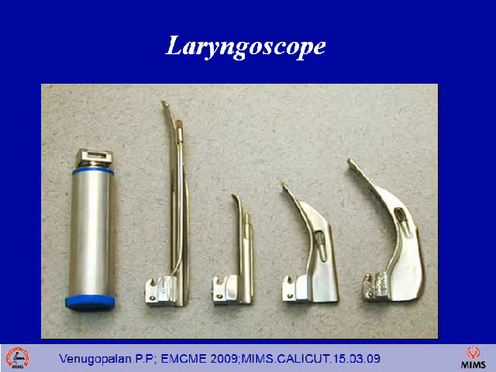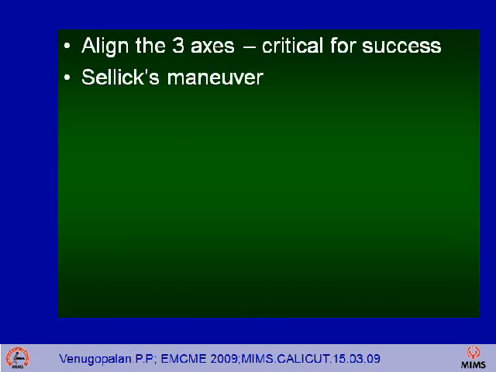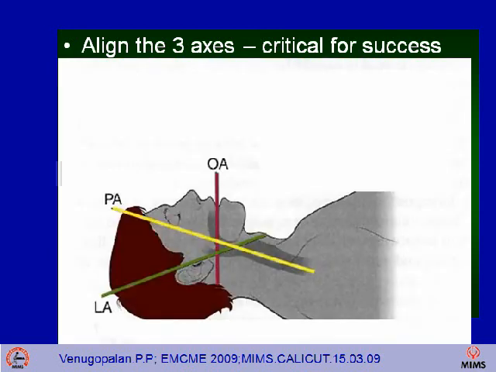This is the laryngoscope with blade. The critical step in an intubation is to align the three axes existing in the airway, and along with that, to prevent aspiration, we should use the Sellick maneuver. There are three axes to align in any intubation for better visualization of the vocal cords. The axes are the oral axis, pharyngeal axis, and laryngeal axis.